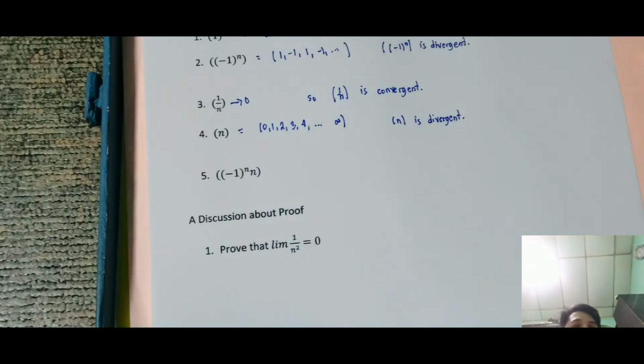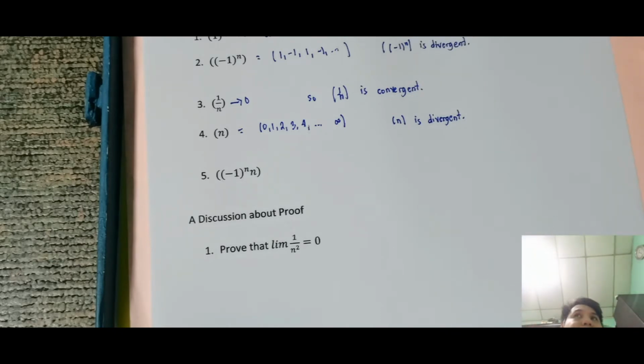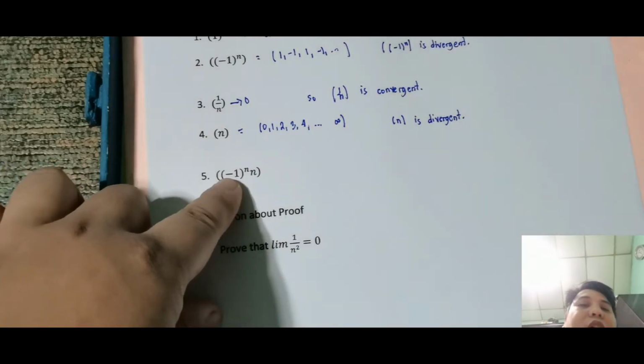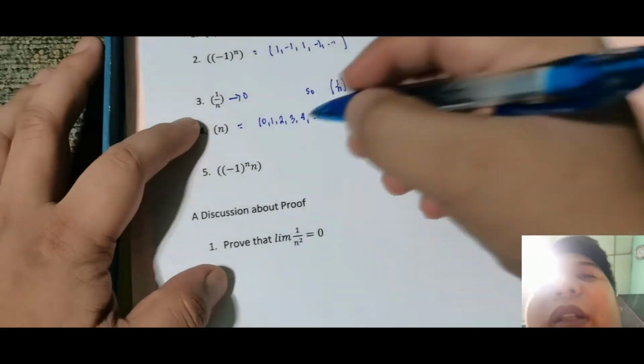Okay, so next is number 5. That is the sequence negative 1 raised to n times n. So, ito medyo kakaiba, no? For n is equal to 1, that is positive 1. Tama? For n is equal to 0, try natin start sa 0. Ang unang laman nito is 0.